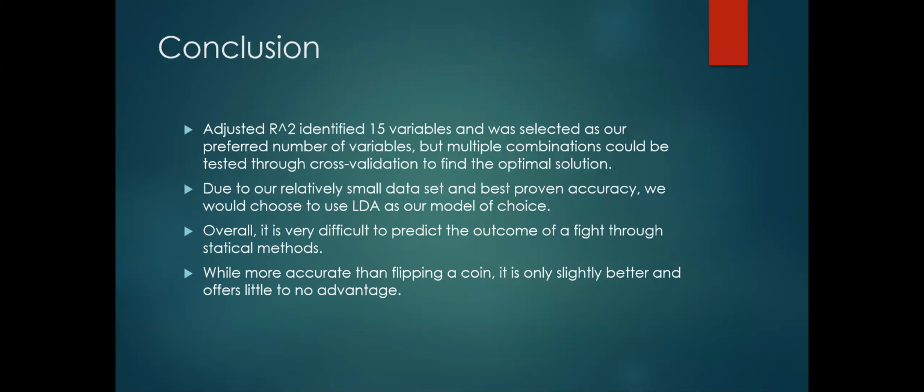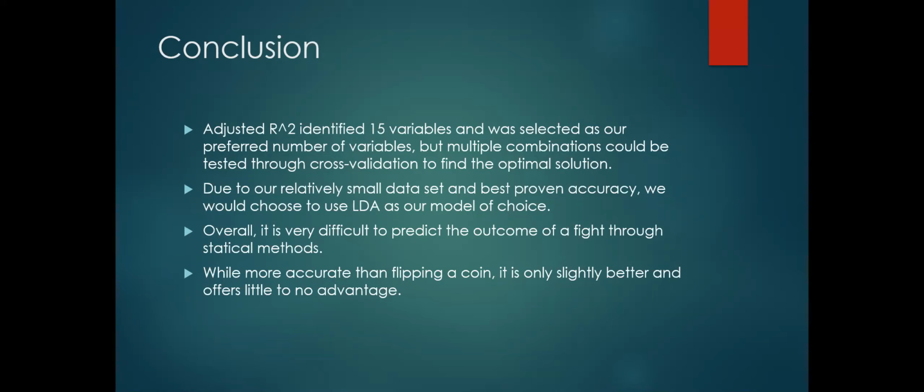Which now takes us to our conclusion. So we used adjusted R-squares with 15 variables. That was selected as our preferred number of variables. But in order to do this as a full statistical case study, we really would have to use different combinations of variables and test them out through their entirety. So this was a selected data set to use, but we felt confident that it would provide an optimal solution for our project and our examples.